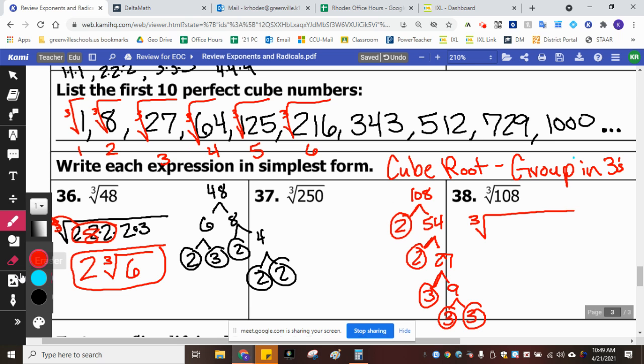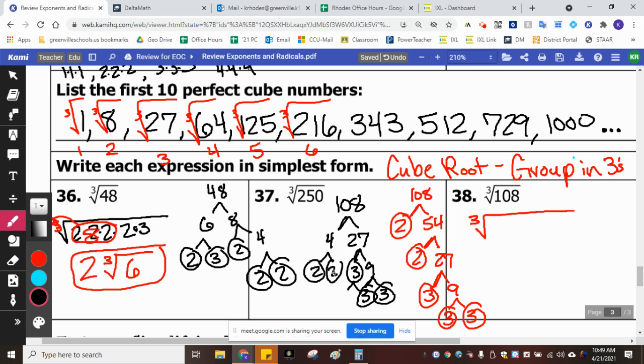So it doesn't matter what number you start with. What number did you do? 4 and 27? 2 and 2. 3 and 9. Oh, 3 is prime. 3 and 3. So if you see, I have 2 2s and 3 3s. So it doesn't matter what numbers you choose, you should always end up with the same prime numbers when you break it down.